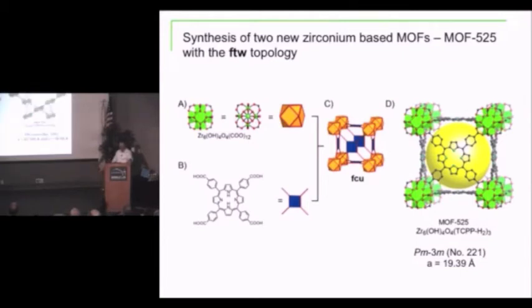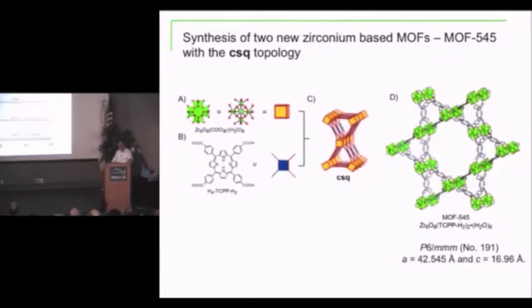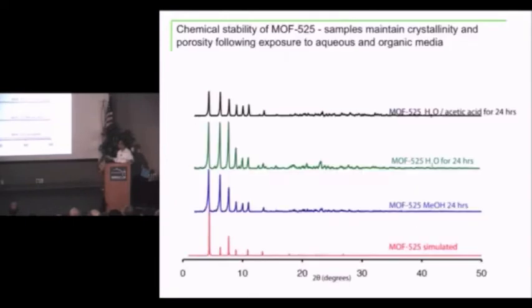You can see a variety of them could be made, and indeed, one can put them in aprotic polar solvents and water and acetic acid without changing their underlying ordered structure.